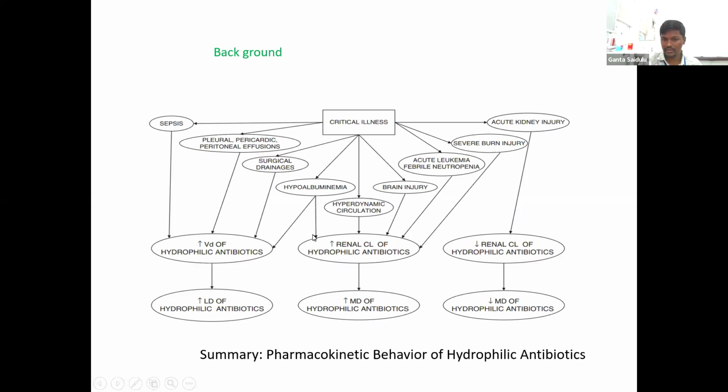And because of the increase in renal clearance of hydrophilic antibiotics, we have to increase the maintenance dose of the hydrophilic antibiotics. And in a patient with severe AKI, you can decrease the dose of antibiotics, which is called the maintenance dose of antibiotics.